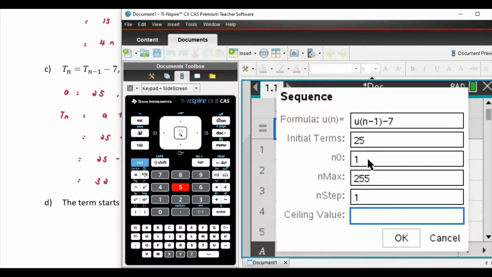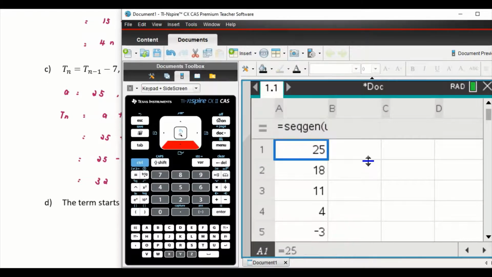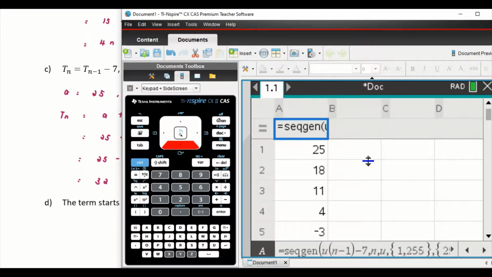Then the ceiling value. If you wish to only generate your sequence until a maximum value, which is like 100, then you stop, and you put in your ceiling value. But normally you just don't care about that. So you just press OK, and you see the whole sequence come out here. You can see the first term is 25, minus 7, you get 18, minus 7, you get 11, minus 7, you get 4, and so on. Okay, so this is the recursive rule.